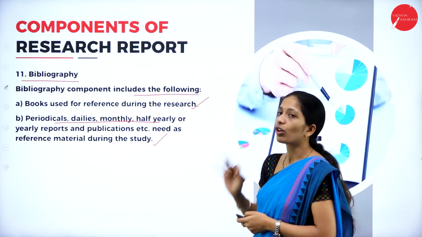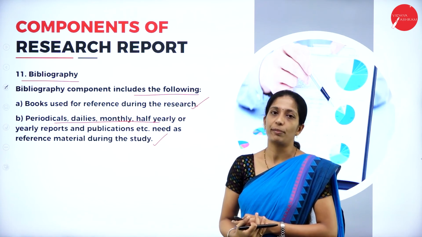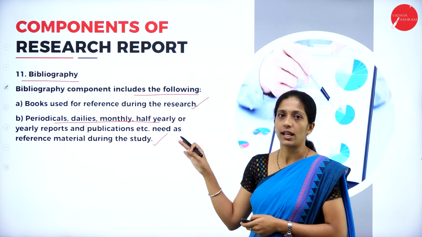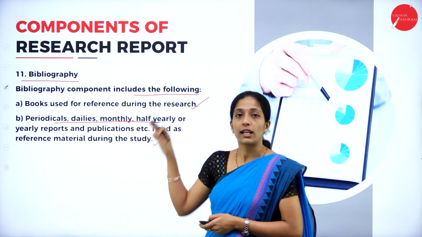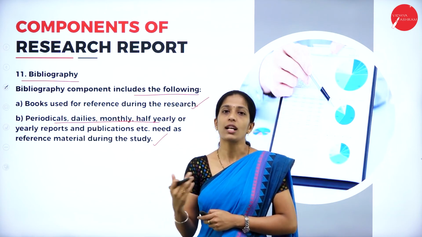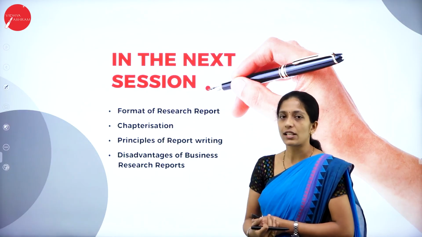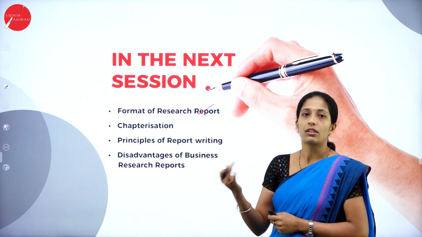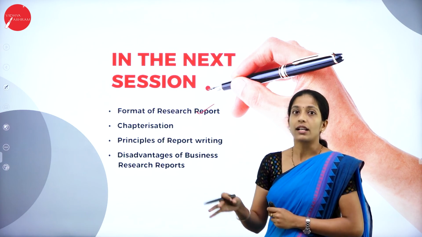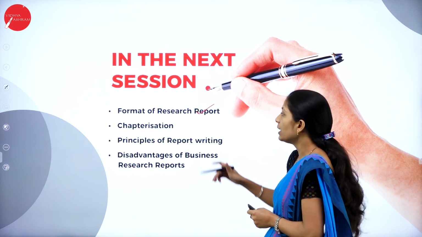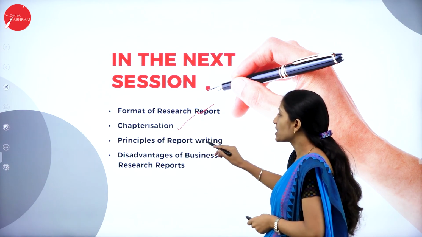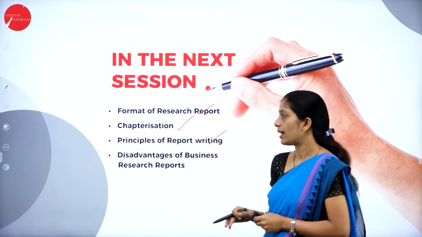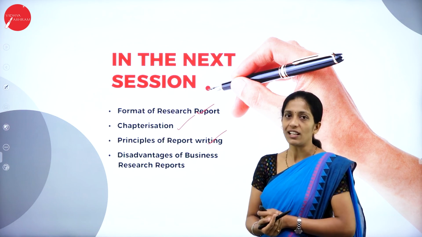So these are the few components or contents of a business research report. Okay, so hope you have understood about it. The research report has to include all these components or contents. So in my next session, I am going to discuss the format of a research report. So how the research report has to be written, that is what the format is. Then chapterization, principles of report writing. So how the research report has to be written and what are the principles to be followed.